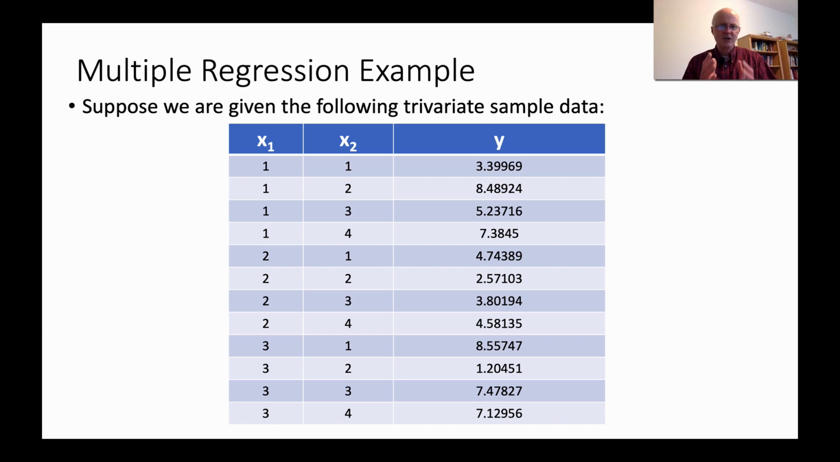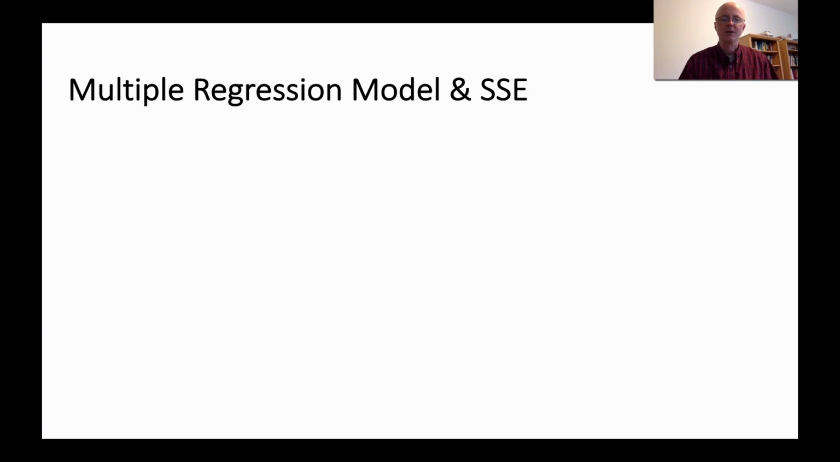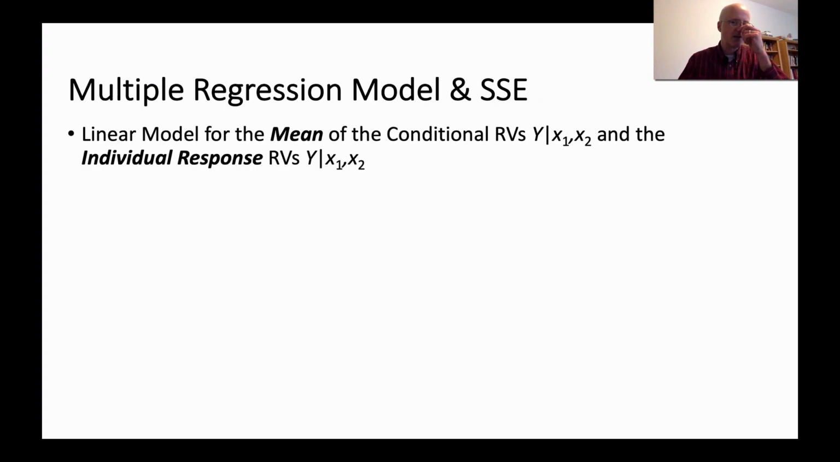Okay? It's hard to just look at a table like this and understand what's going on. It'd be nice to make a graph, and we will see a graph here soon. And it'd be nice to try to model this with some sort of regression model. But what is our model? Now we'll go back to the theory again.